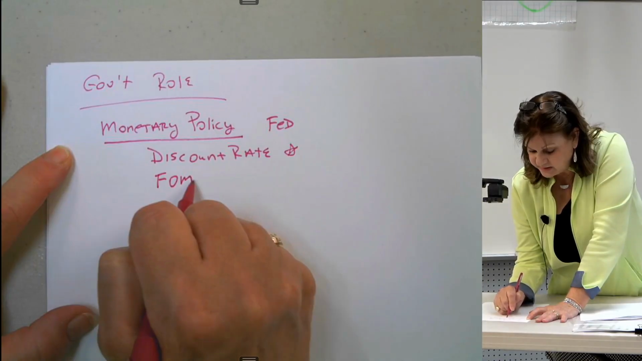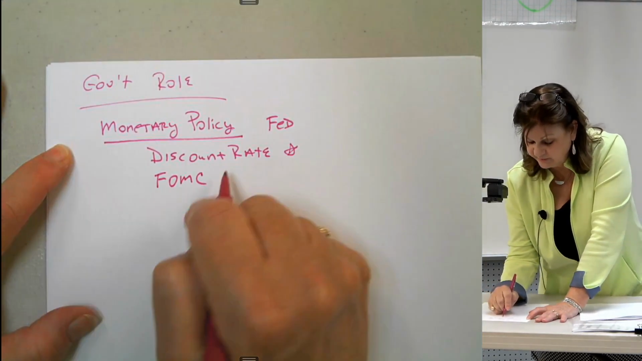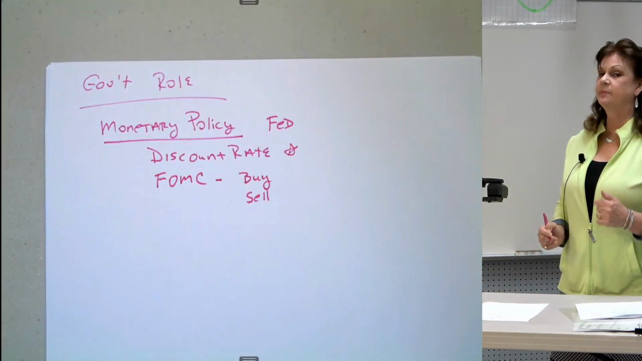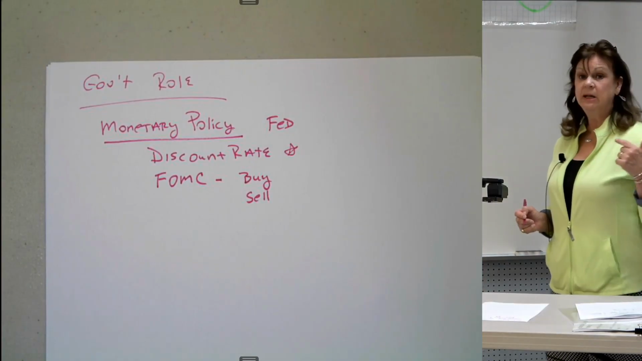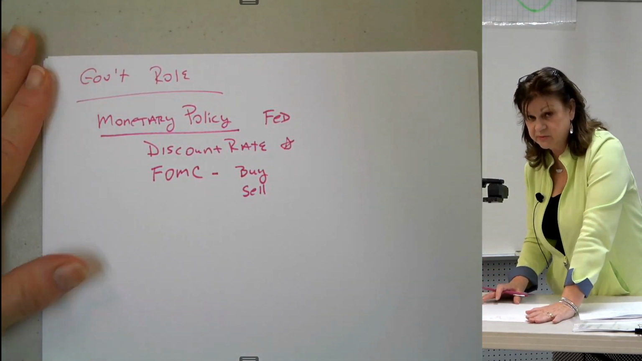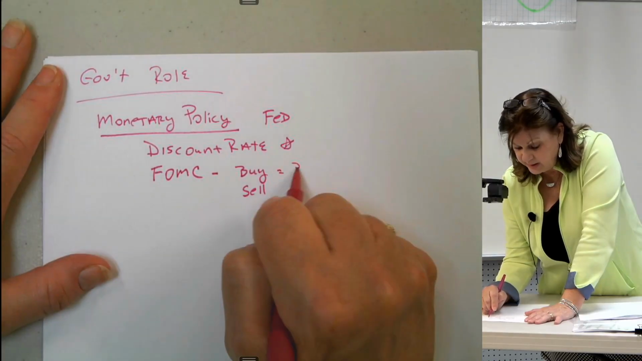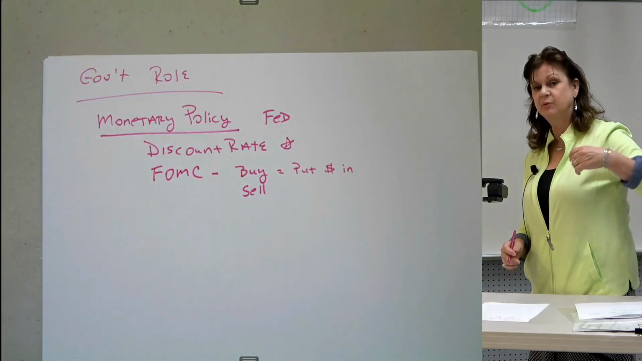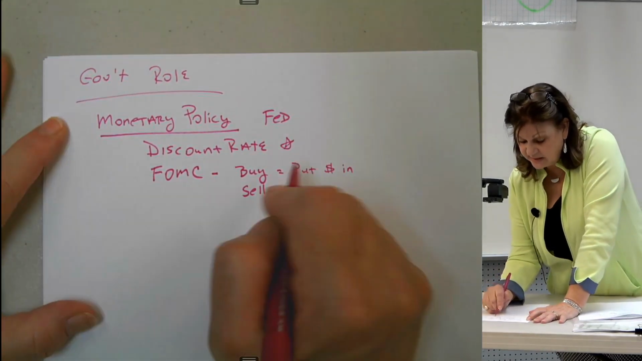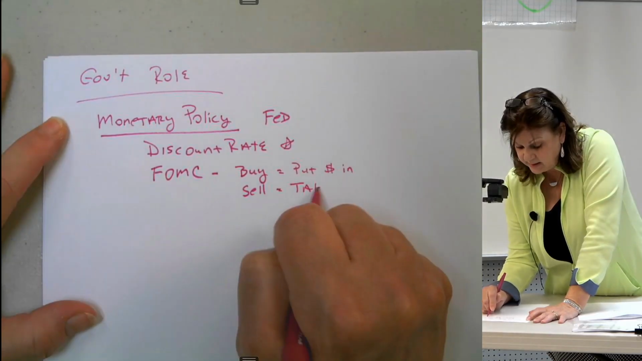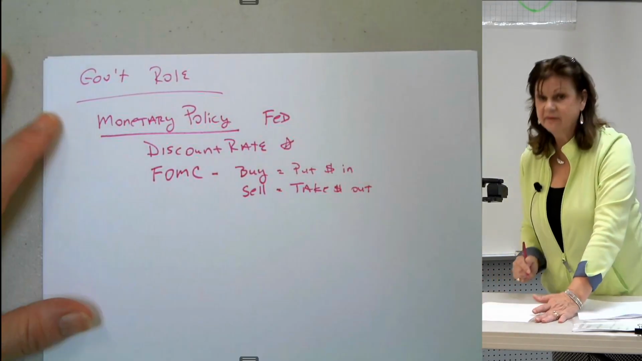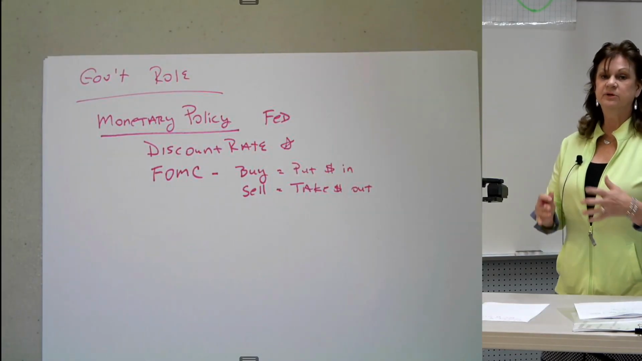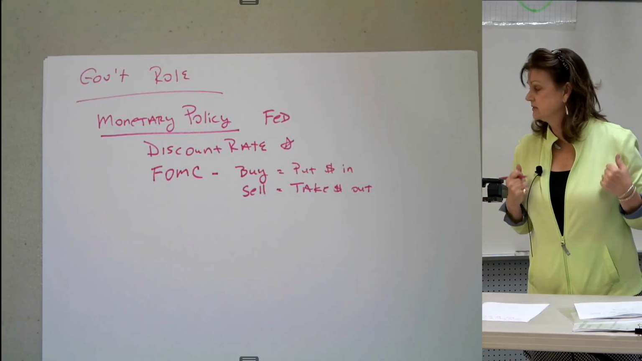The other thing is the Federal Open Market Committee, and this is where the Fed can buy or sell bonds and securities to the public. Now they do that going directly to the public, and they also do that through banks and corporations. Remember, buy is putting money in the system. If I buy something from you, I'm giving you cash. I'm putting money in the system. If I am selling the bond, I am taking money out of the system. If we need more liquidity in the system, we are going to be buying bonds. If we want to slow down the economy, we're going to be selling bonds, taking money out of the system.